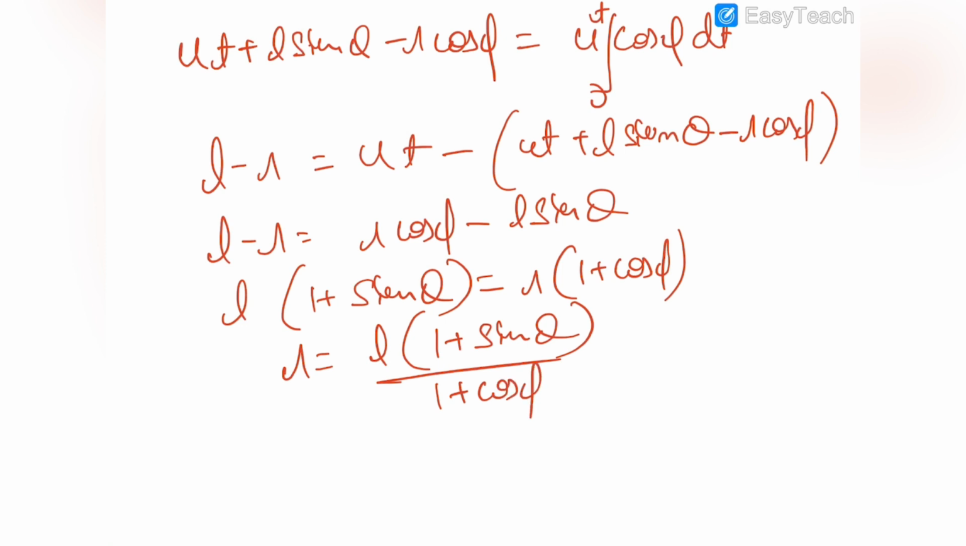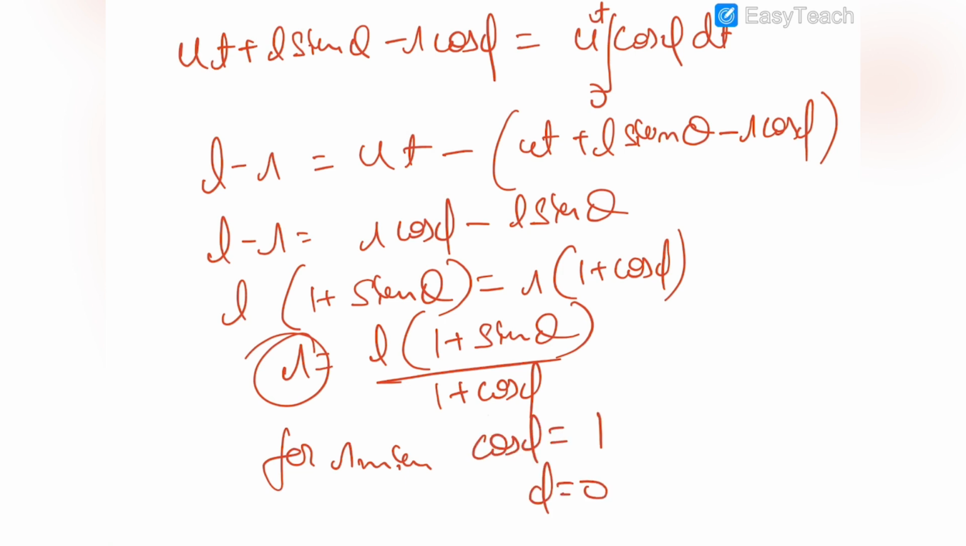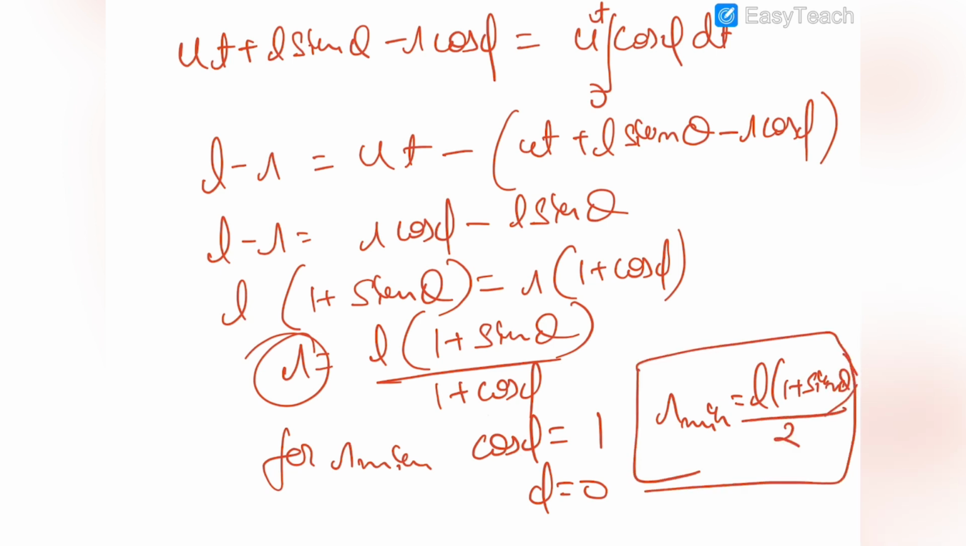Now you can see that to minimize this distance, for R minimum, theta is constant, so there is no variation in theta. So cos phi should be equal to its maximum, which is 1. So phi is 0. So R minimum is equal to L(1 plus sine theta) divided by 2. This is the minimum distance between them.